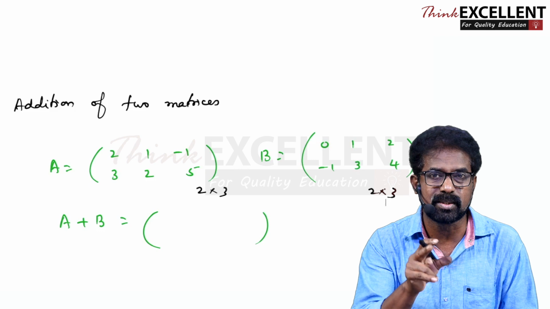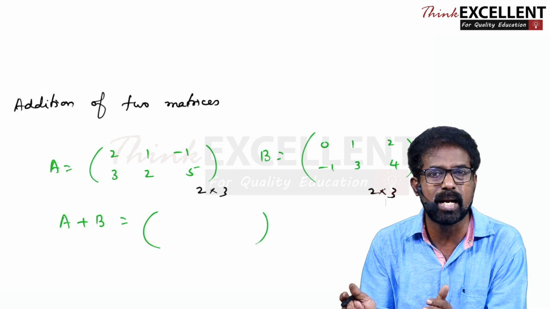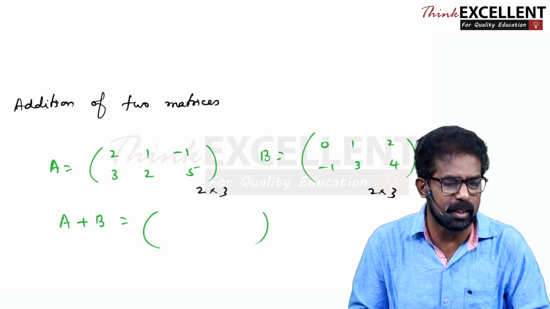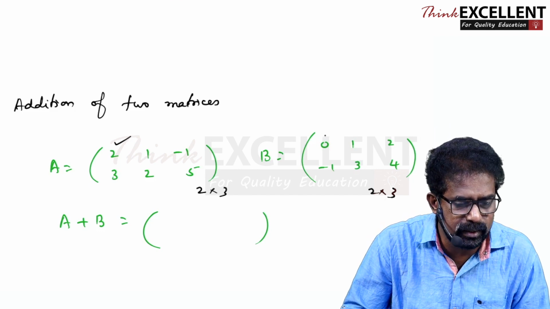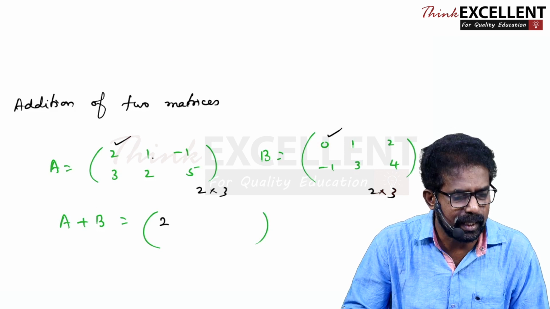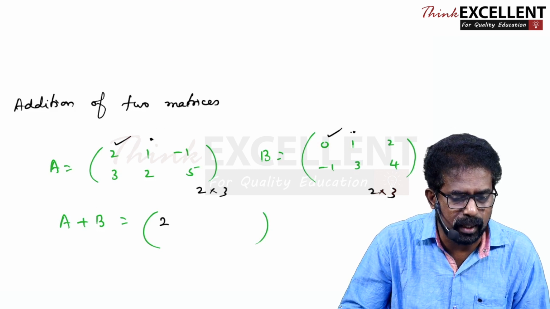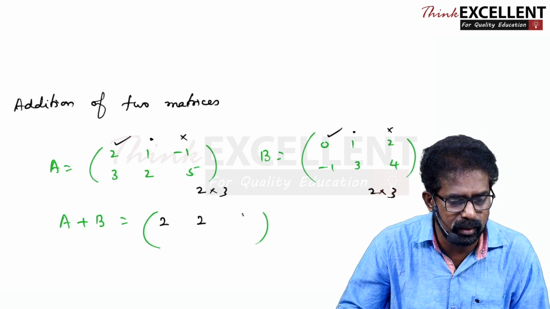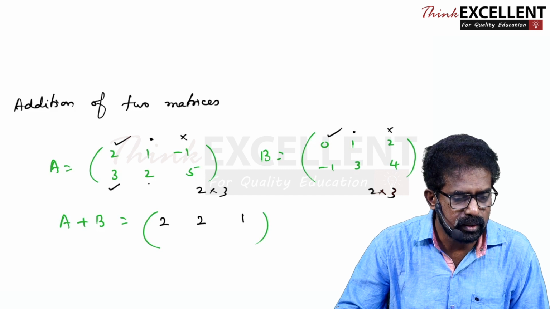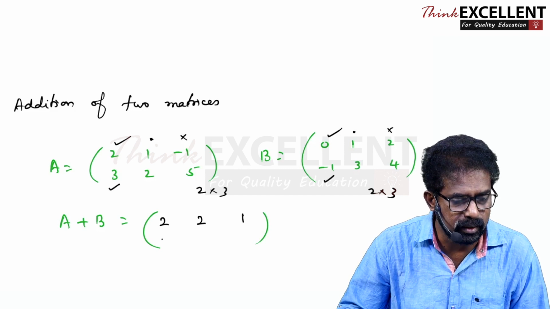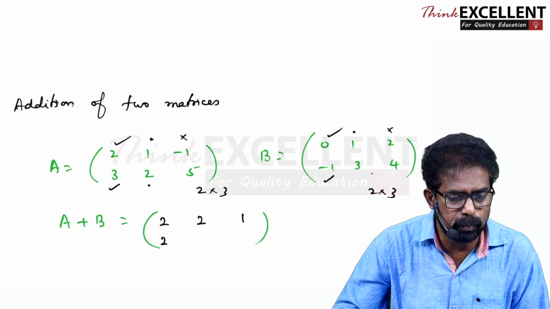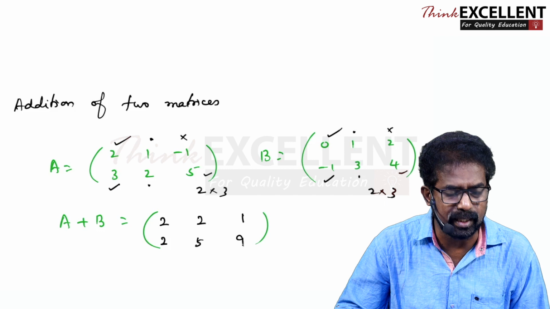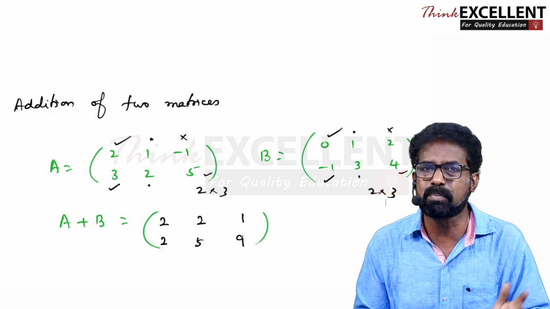For two matrices to be equal, the order must be the same, correct? In the same way, to add two matrices, the orders must be the same. Now what do you do? Add the corresponding elements. First you add 2 plus 0, it is 2. Second elements, 1 plus 1, it is 2. Third element, minus 1 plus 2, it is 1. Now we come to the second row, 3 plus minus 1, it is 2. Next one, 2 plus 3, it is 5. Last element, 5 plus 4, it is 9. Just add the corresponding elements. Same way subtraction.